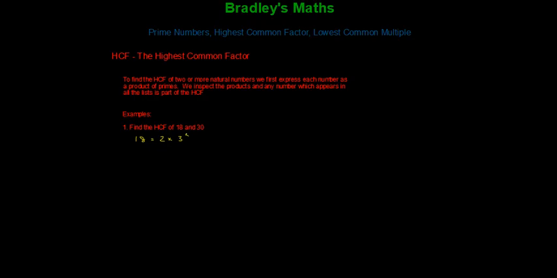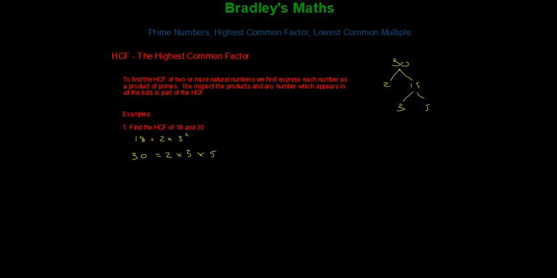Let's have a look at 30. 2 goes into 30, 15 times, 3 goes into 15, 5 times. So 30 equals 2 times 3 times 5.